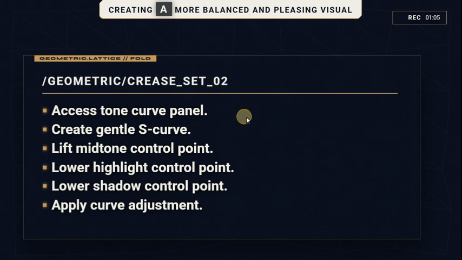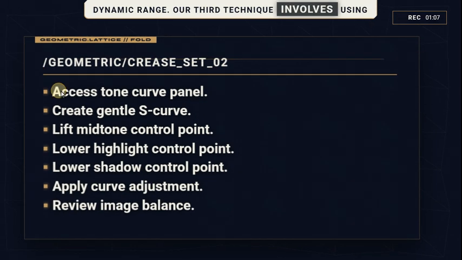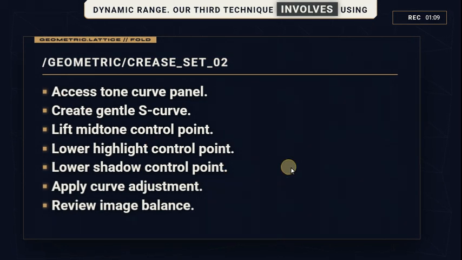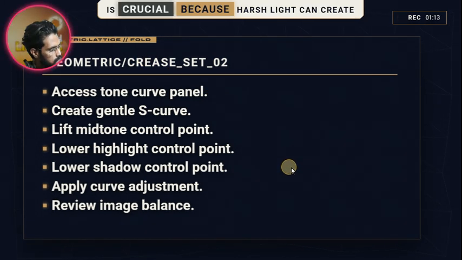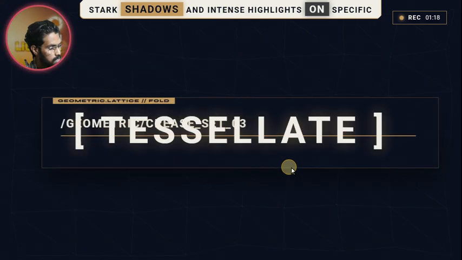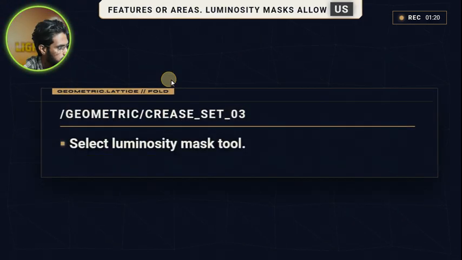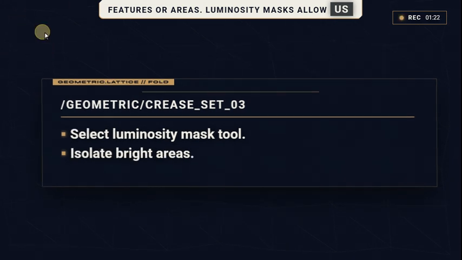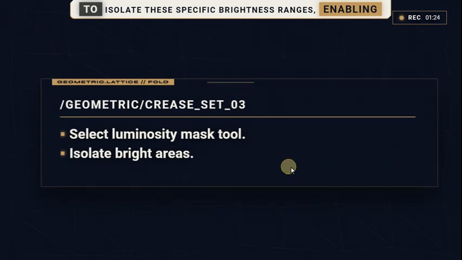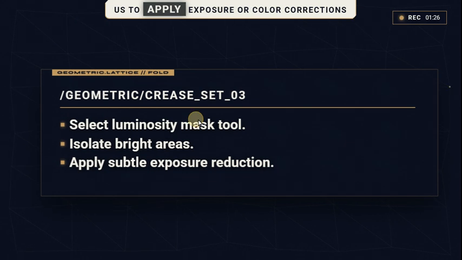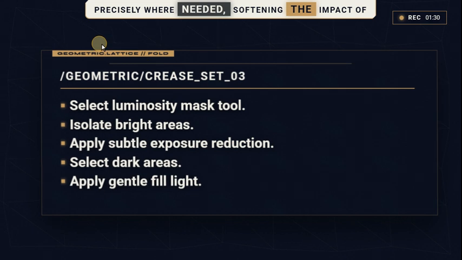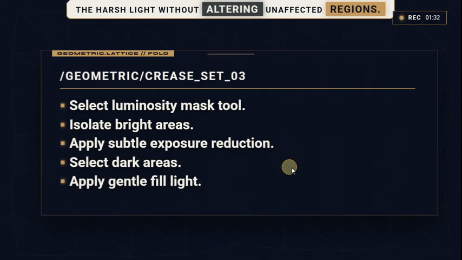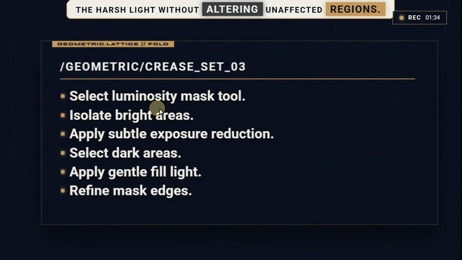Our third technique involves using a luminosity mask for localized adjustments. This is crucial because harsh light can create stark shadows and intense highlights on specific features or areas. Luminosity masks allow us to isolate these specific brightness ranges, enabling us to apply exposure or color corrections precisely where needed, softening the impact of the harsh light without altering unaffected regions.